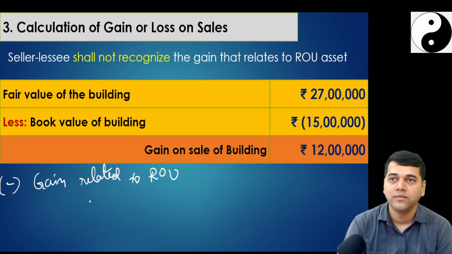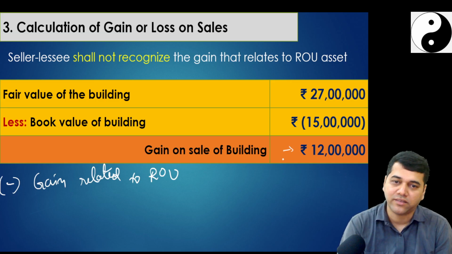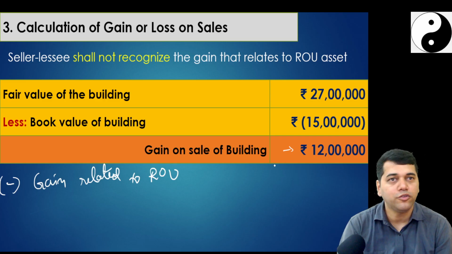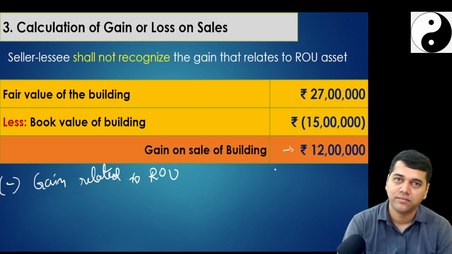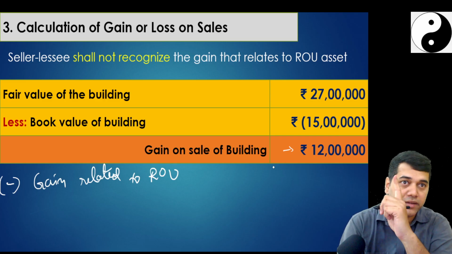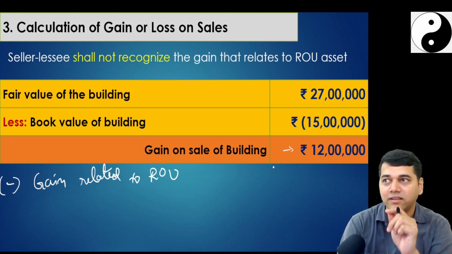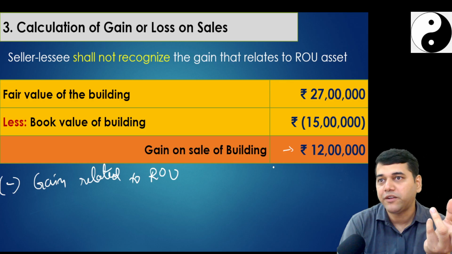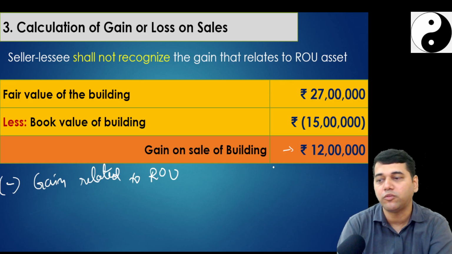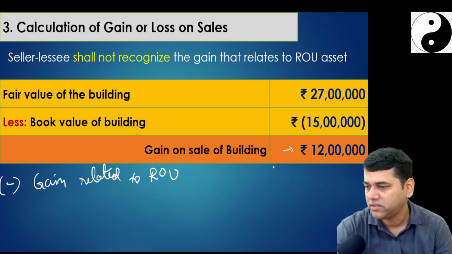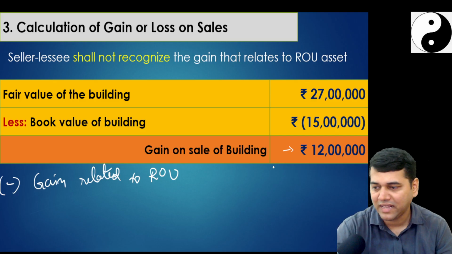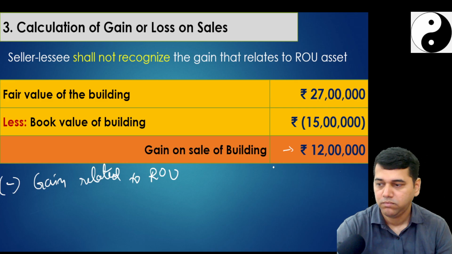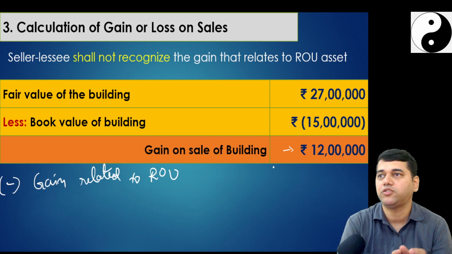Question is clear? So you made a gain of 12 lakhs. If it's genuine, you would have fully recognized it to P&L. But the standard says, look, on the debit side, on the asset side, one asset is there. Previously, you used to call it PPE, 15 lakhs. Now you are calling it ROU asset. How much? 6 lakh 63,333. How much proportionate should I derecognize?